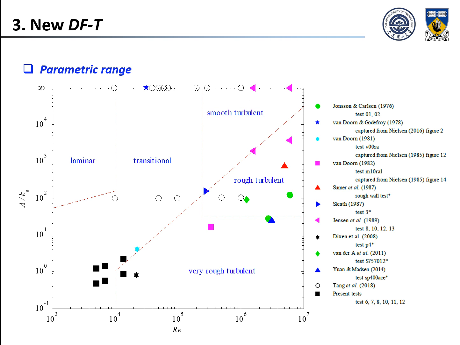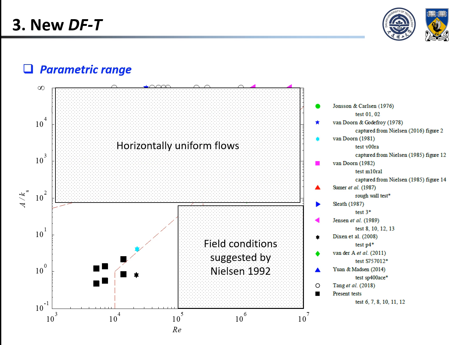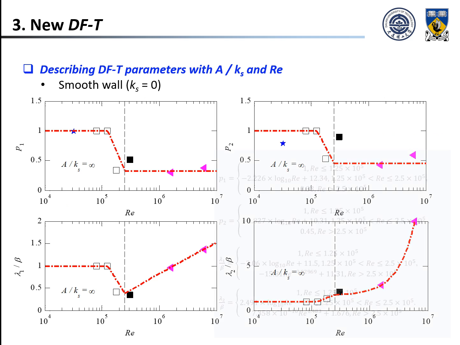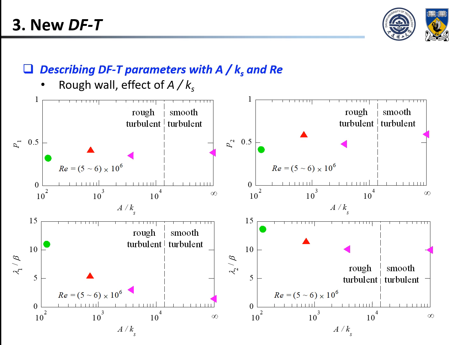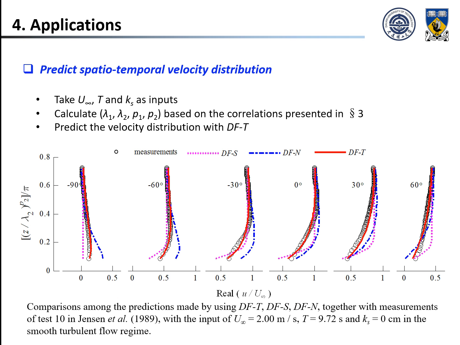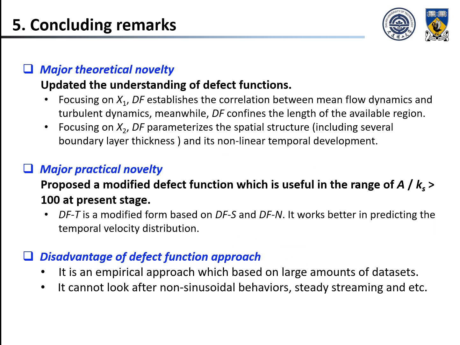We established the relations between DFT parameters and Re and A on k_s. With these correlations, DFT can be applied as a predictive model. Then we introduced some applications based on DFT and also demonstrate that DFT works well in predicting the motion and the bottom friction factor. At the present stage, DFT is workable in the region of A on k_s larger than 100, which is larger than the field conditions suggested by Nielsen.